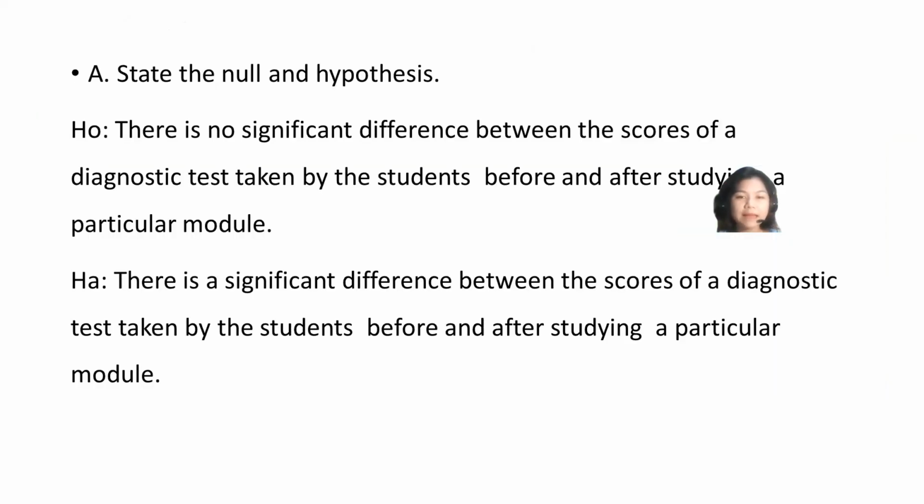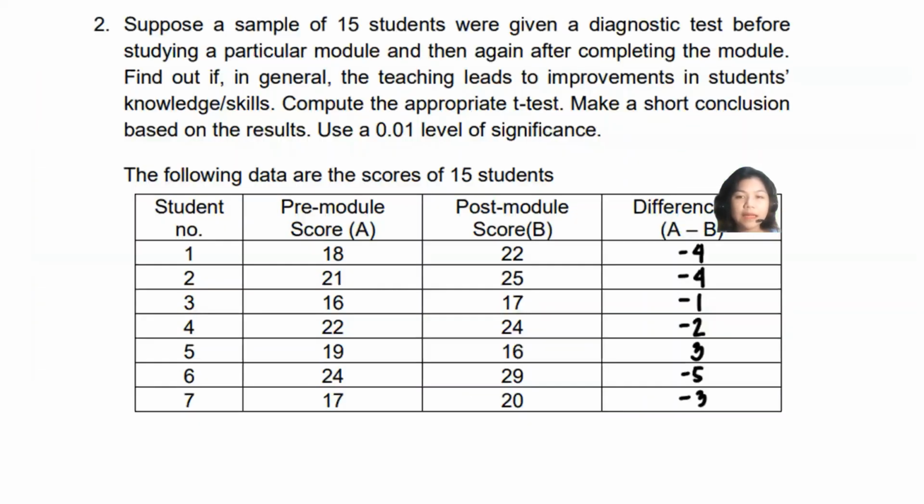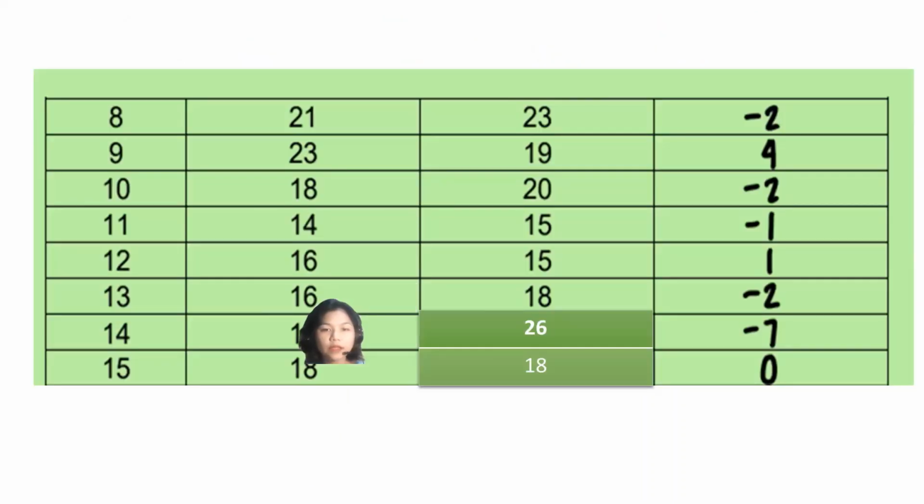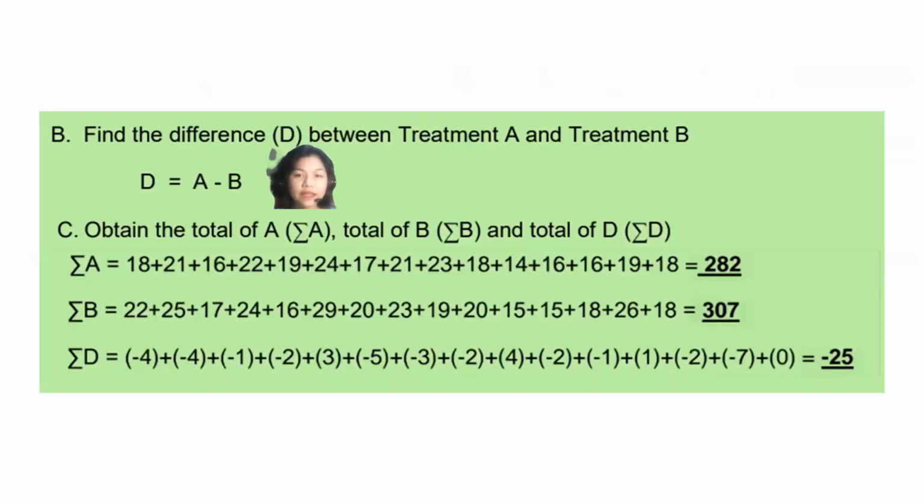What happens is we add these values, the ones for A, and include them in our term. The answer for that is 282. Then we also add B, which is 307, and D, which is negative 25.